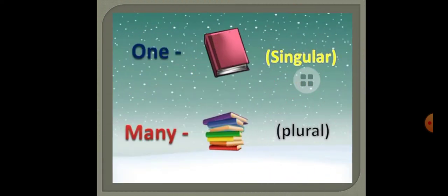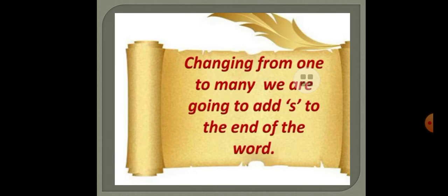So, children, one means singular. It refers to only one thing, one person, one animal, and one place. And many means more than one thing. It refers to many persons, many places, many animals, many things. So one is called singular and many is called plural.